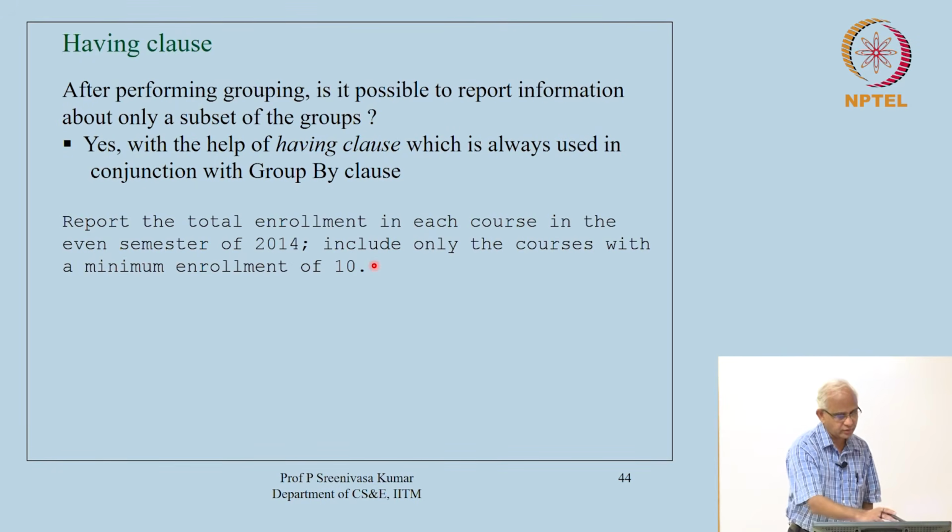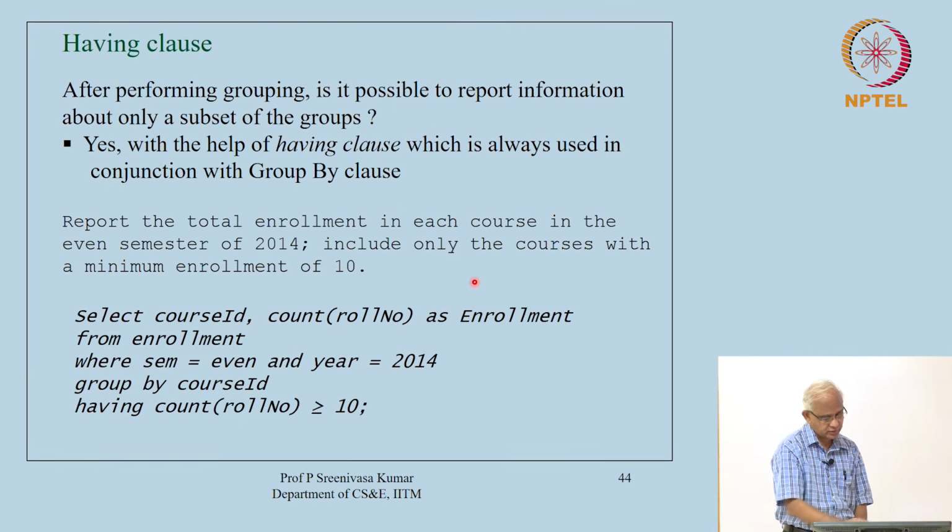So, that is why we have a new clause called the having clause, and what the having clause allows you to do is to select those groups which satisfy certain condition and then report information about them. So, in that condition obviously the grouping attributes as well as these aggregate function values can be used in specifying those conditions. So, here is how it can be done.